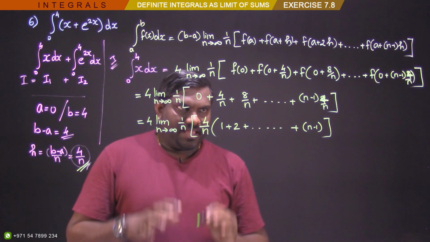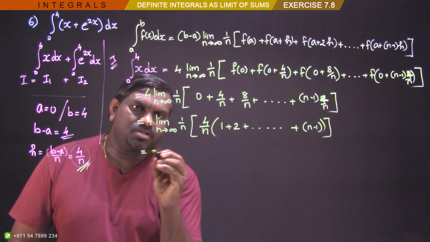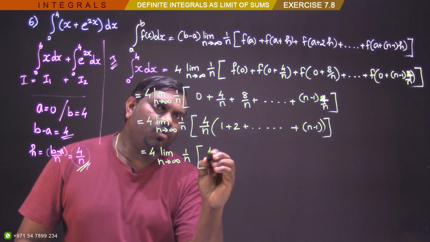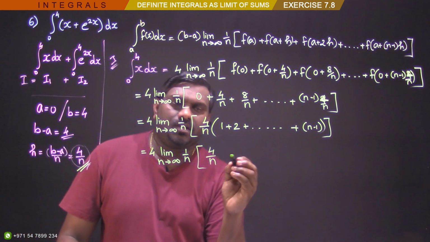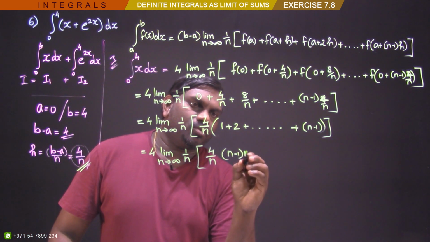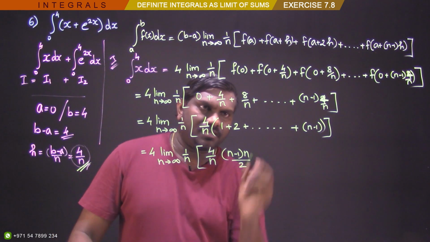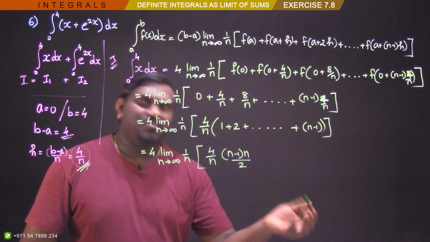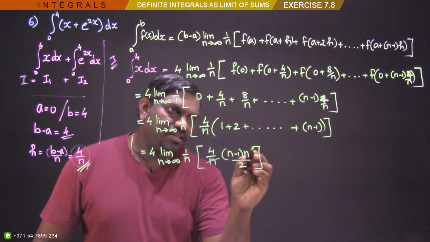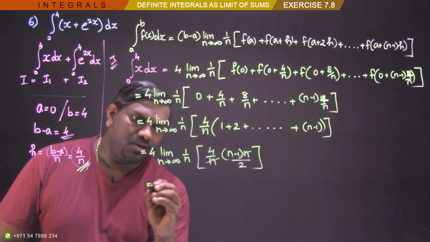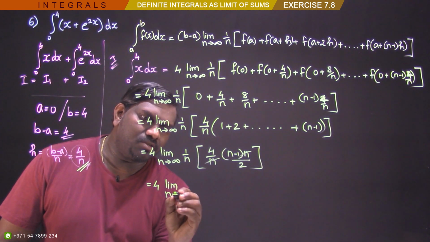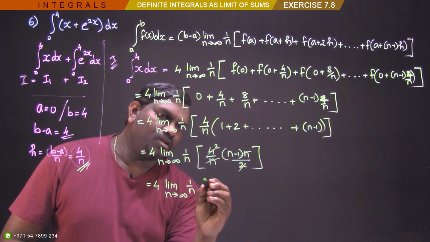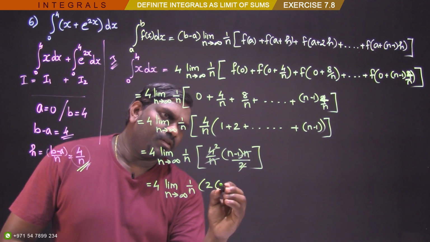Then that is equal to 4 times the limit as n tends to infinity of 1 by n, and as you know, the formula here is what? (n minus 1) into n by 2, right? Yes, that is our sum of n natural numbers. So you can cancel these two, and what I will get here is 4 times the limit as n tends to infinity, 1 by n. What you have here is this, and this will get cancelled. That is going to be 2 into (n minus 1).